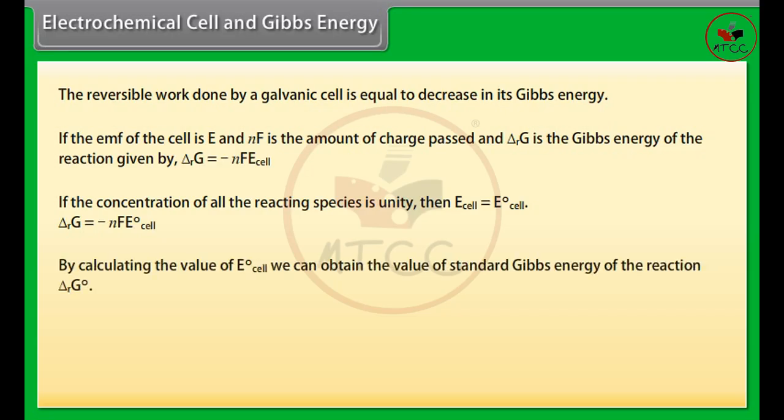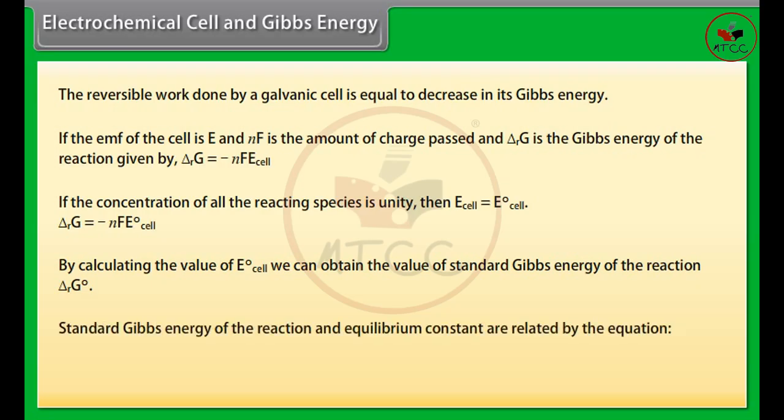By calculating the value of E° cell, we can obtain the value of the standard Gibbs energy of the reaction, ΔrG°. The standard Gibbs energy of the reaction and the equilibrium constant are related by the equation ΔrG° = −RT ln K.